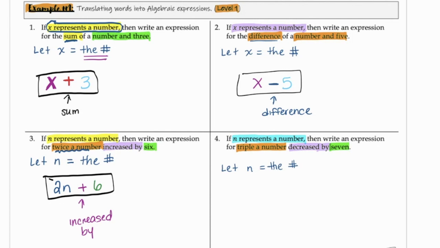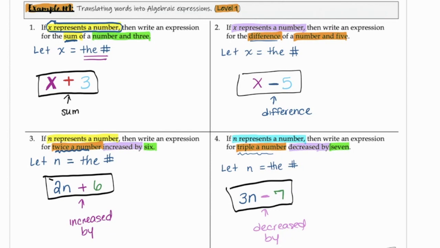All right, next thing, we are looking to rewrite. Triple a number this time. So the last one was twice the number. Triple a number means 3 times that number. So in this case, 3 times n. Decreased by means subtraction. And we're decreasing by 7. So here is my math. 3 times a number, or triple a number, decreased by 7, minus 7.